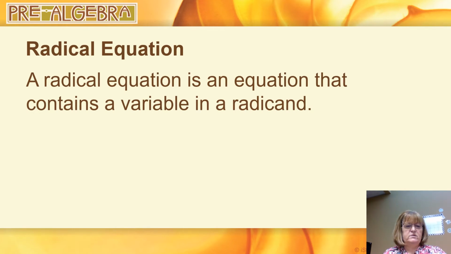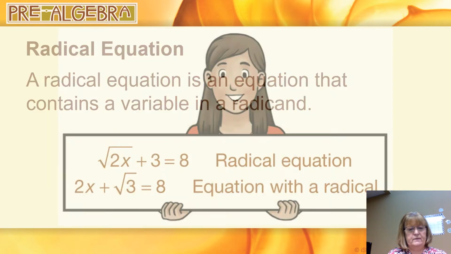We're going to look at solving radical equations today. A radical equation is an equation that has a variable under the radical sign. Remember that the number inside the radical sign is called the radicand. So if the radicand contains a variable, you have a radical equation.